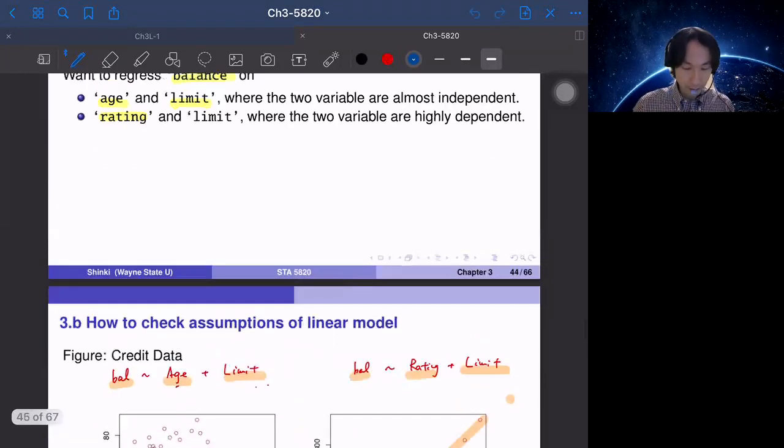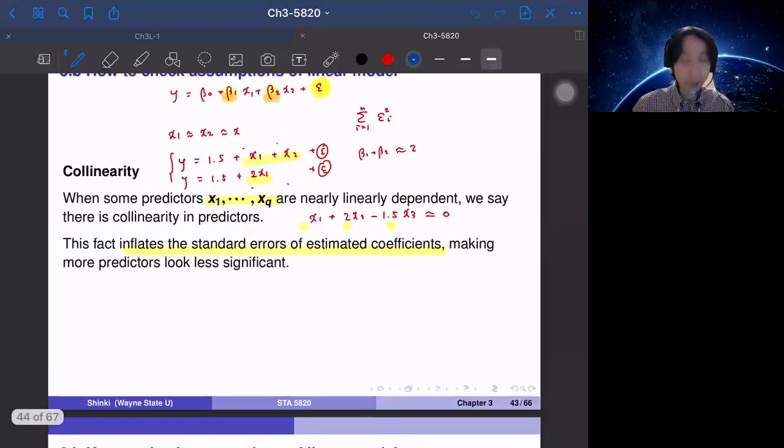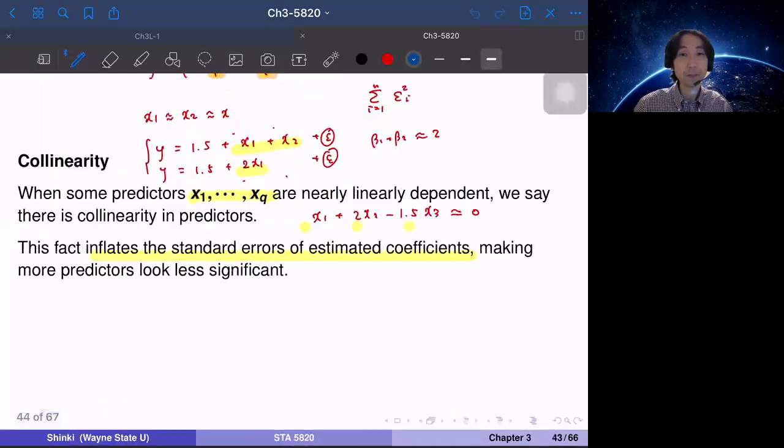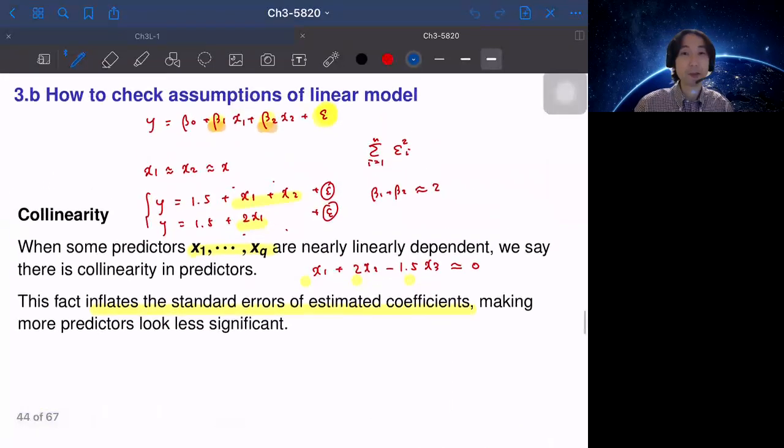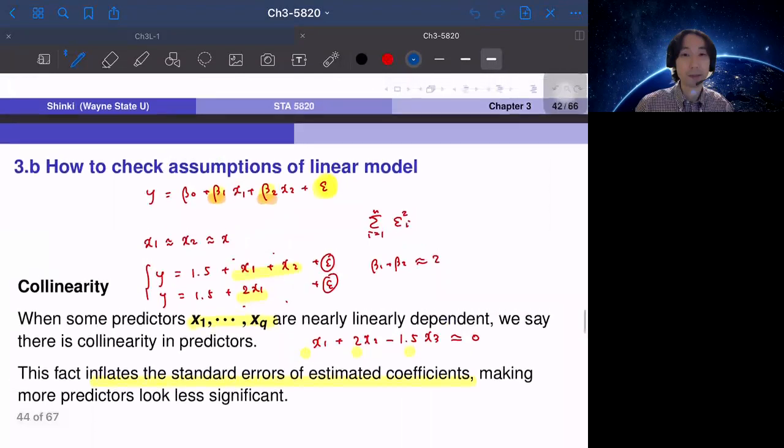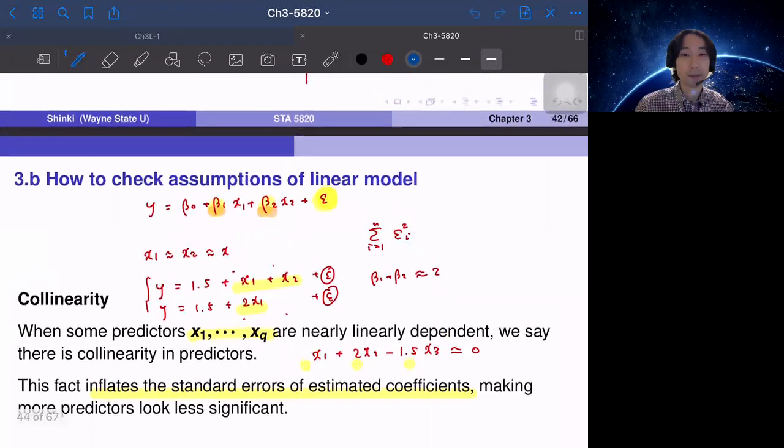Yeah, so last time we started on collinearity. So just remember this slide. Suppose that we have two predictors, x1 and x2, and y is the response variable.